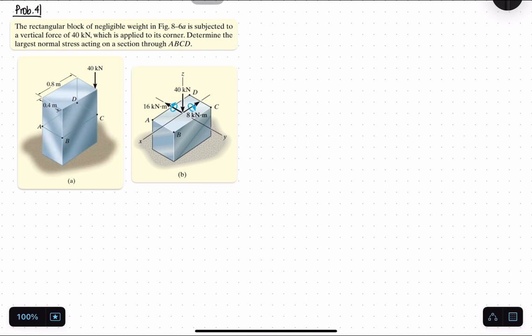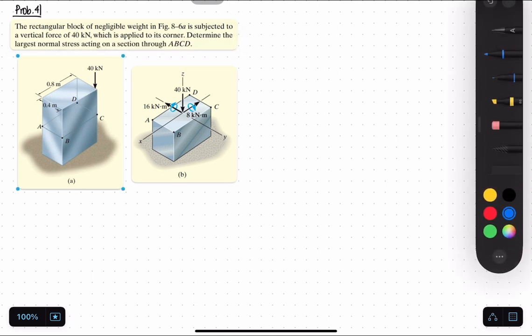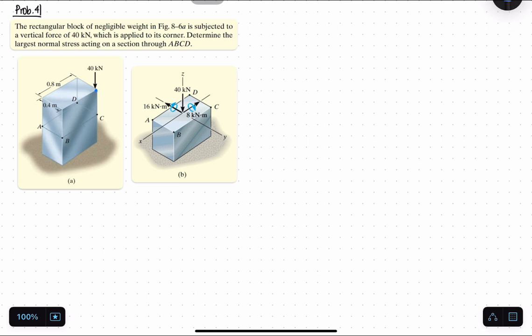Okay, so this is problem number 4. We have a rectangular block of negligible weight subjected to a vertical force of 40 kilonewton which is applied to its corner. So dito siya naka-apply at this corner. So determine the largest normal stress acting on a section through ABCD. So itong section na to, ano yung largest normal stress, that is the resultant stress na nararamdaman ng section na yan due to the loading na 40 kilonewton.